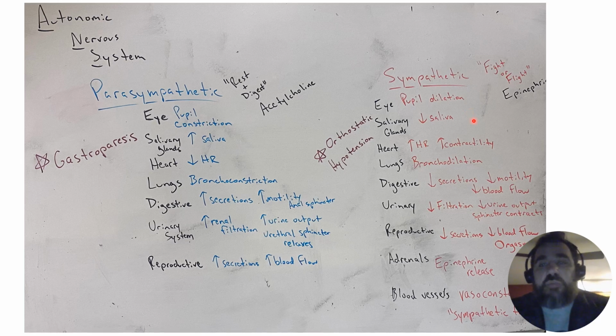Decreased saliva production, sometimes even thicker, mucousy saliva, so dry mouth when you're nervous, that sucks. Heart rate: increased heart rate, but also increased contractility. That will be worked out when you get to the cardiovascular system. And the airways will have bronchodilation.